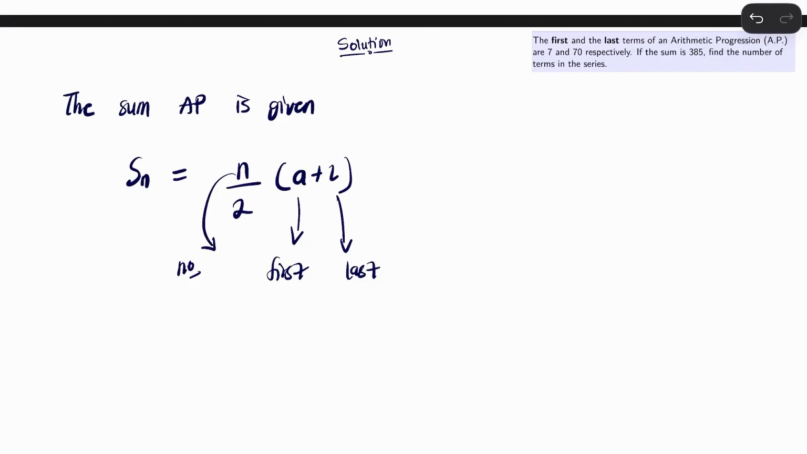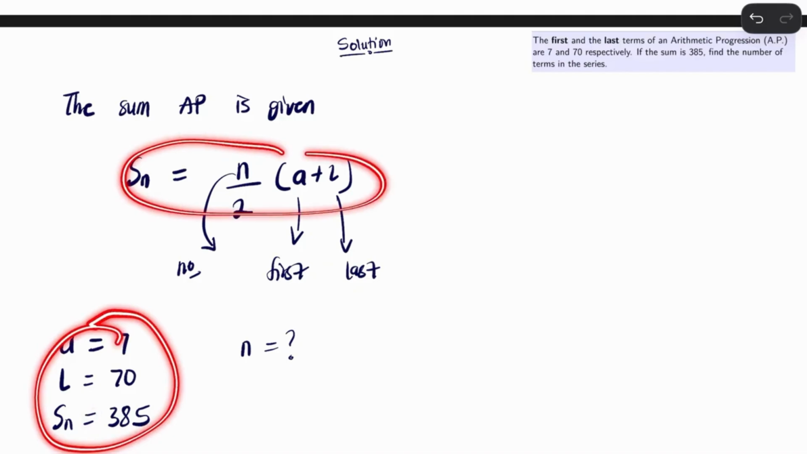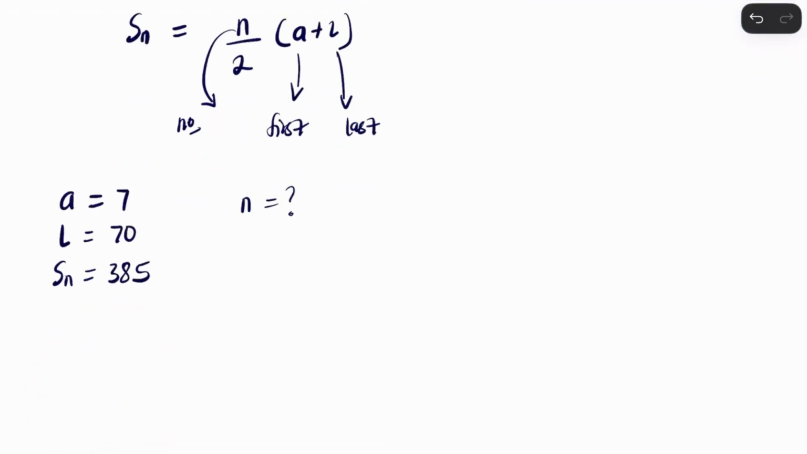From the question, we have the first term a to be equal to 7 and the last term l to be equal to 70, and the sum, that's S_n, is equal to 385, right? And so we are going to find n, right? So now let's substitute these into this formula, then we solve for n. Thus, we are going to have 385 is equal to n on 2. A is 7 and l is 70, right? So then let's solve for n.